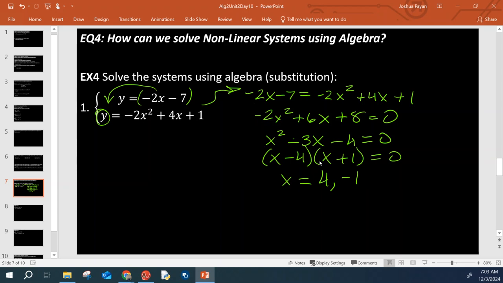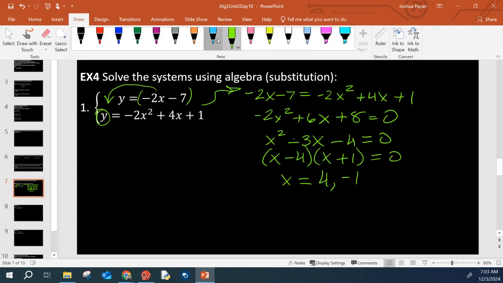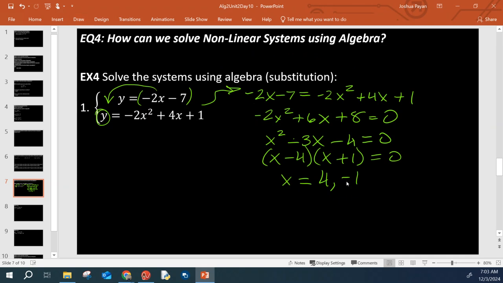Now, this is not my answer, right? We know that we're going to have corresponding y coordinates, because these solutions represent the x coordinates of points of intersection. So we have to find the y coordinates, and that's just as easily done in the same manner. So for example, I'm going to take x equals 4, plug it in here to y, and say y is equal to negative 2 times x minus 7.